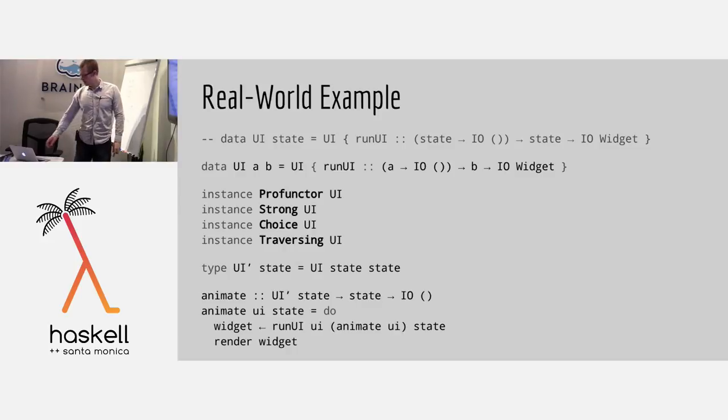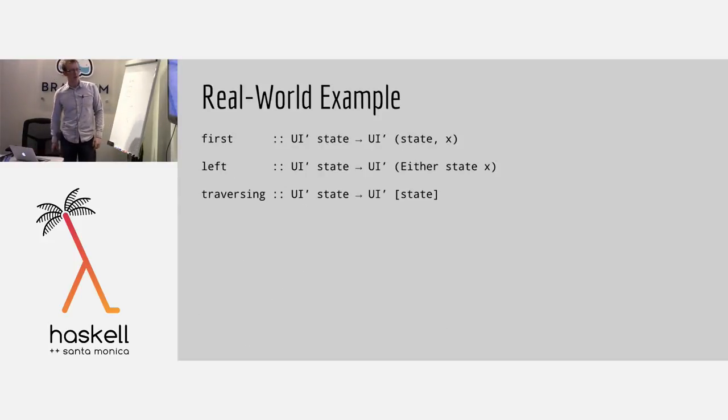So what does that give us? We hope that's going to give us a lot of lifting operations, right? But here's a couple. So first is a lens. That means that we can take a UI for some state and it'll give me back a UI for some bigger state that works on tuples, okay?